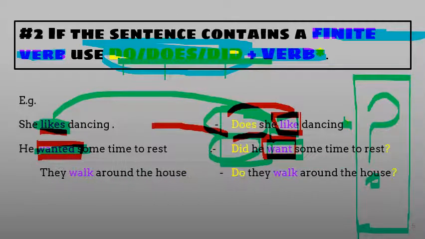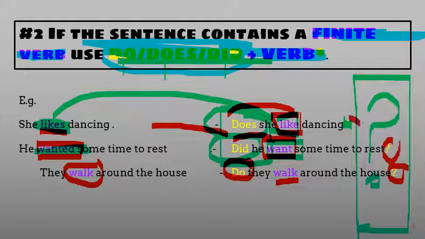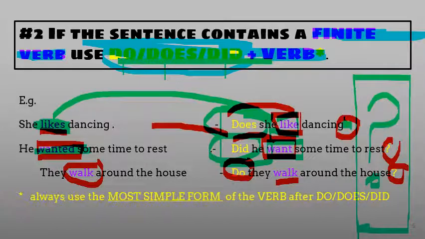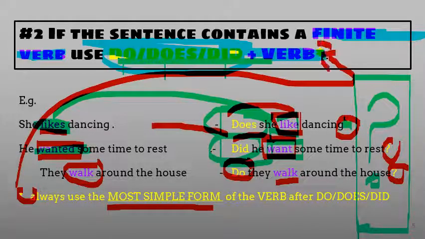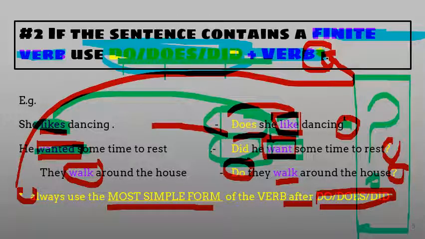Let's look at another example. They walk around the house. Again, walk, it is already in its most simple form, so it can't really get much simpler. But this time I start my question with do they walk around the house? Question mark. So very important. And my last important point, I just want to emphasize, always use the most simple form of my verb after I have started my question with do or does or did.